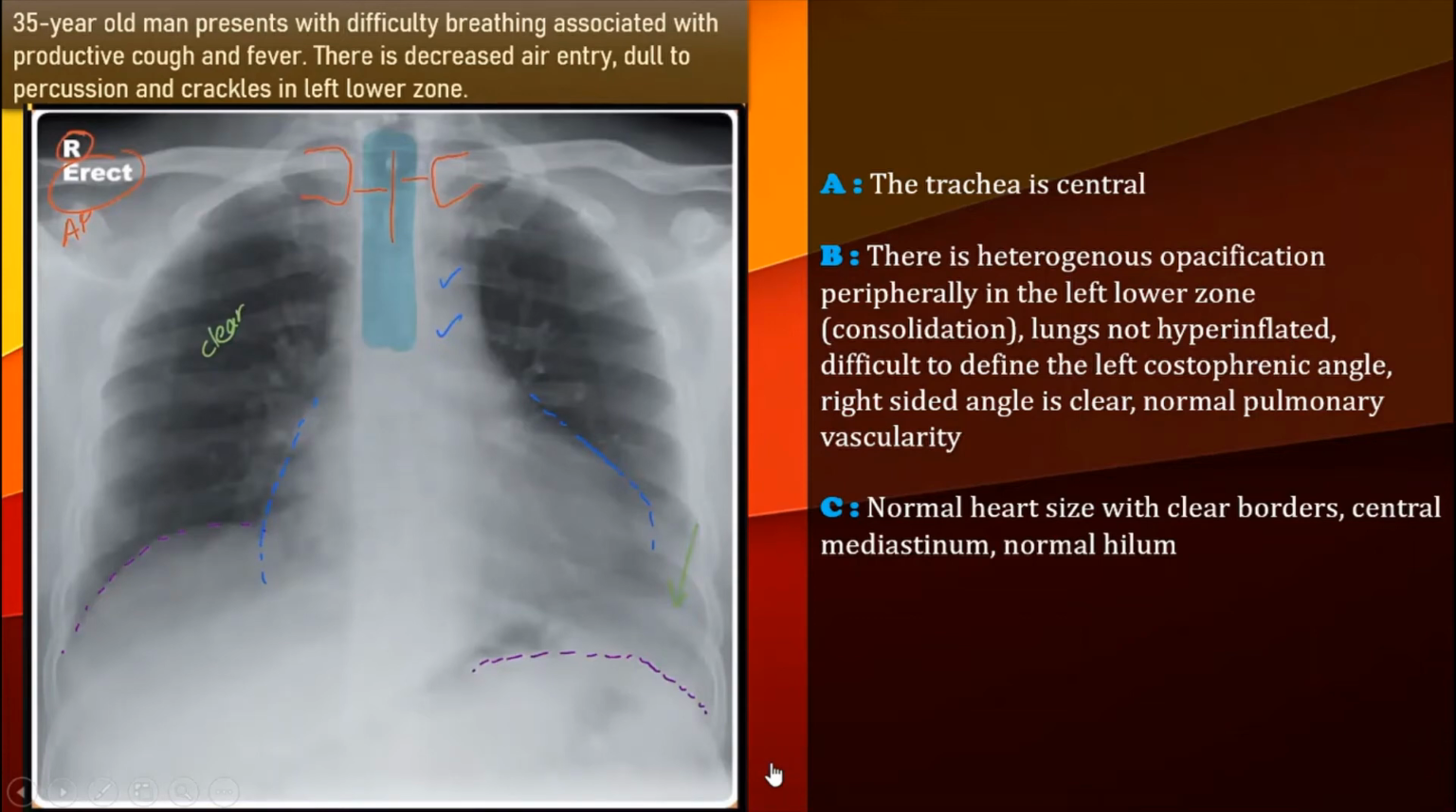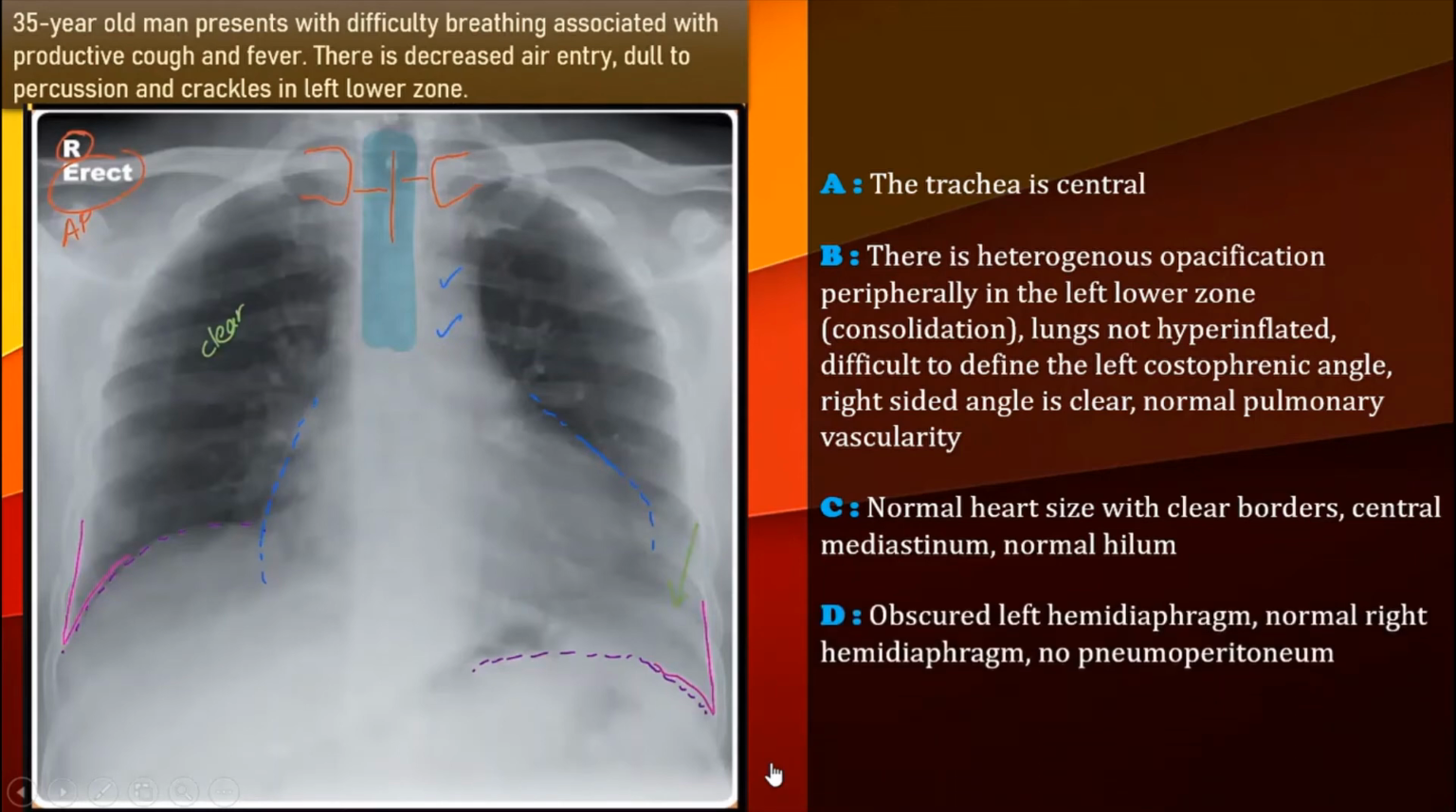Next is D, which is diaphragm. So since we have drawn the hemidiaphragms, let's look at the costophrenic angle as well. The costophrenic angle on the right side is pretty clear, but I really can't see on the left side. So you can see there's a blunted costophrenic angle on the left side. At the same time, the hemidiaphragms are a little obscured on the left side as well, whereas the right side is normal. And there is no pneumoperitoneum like air under diaphragm, right?